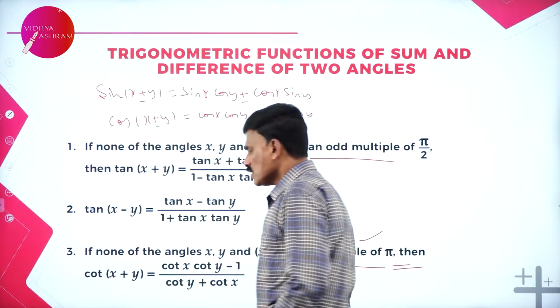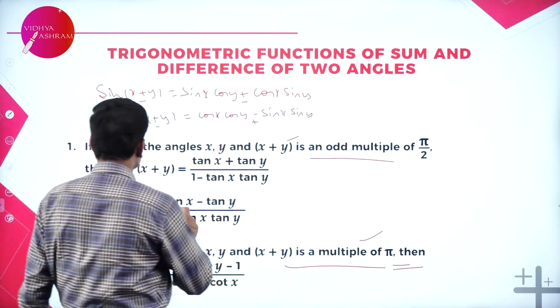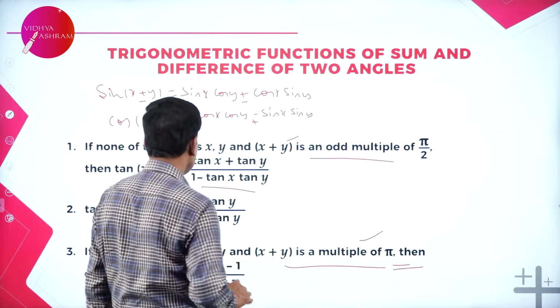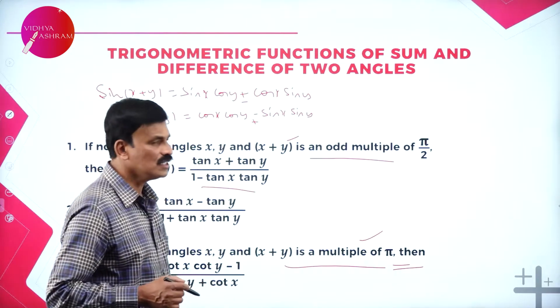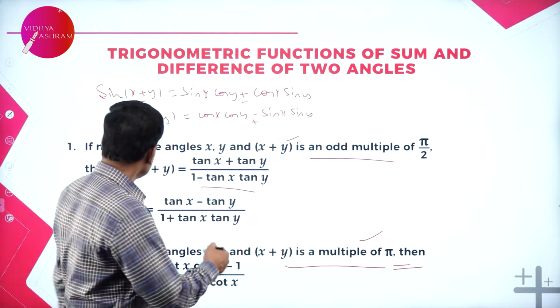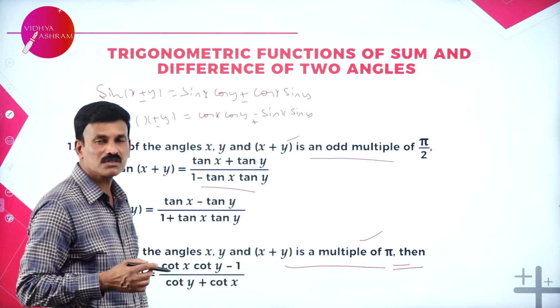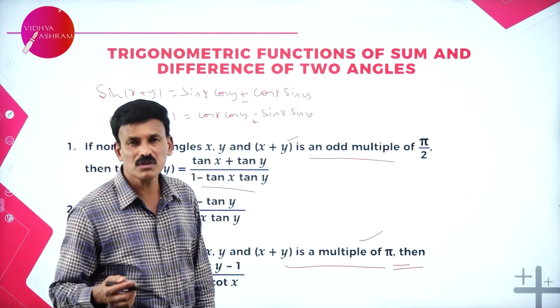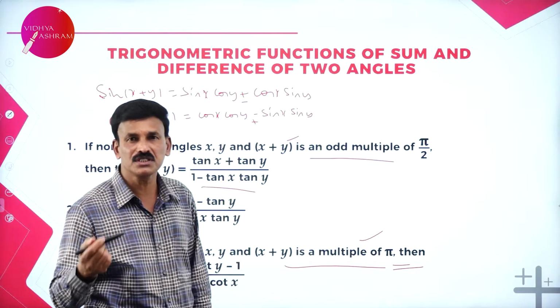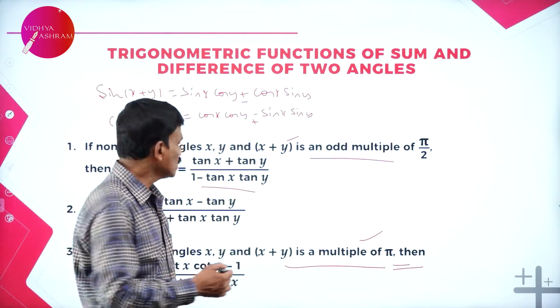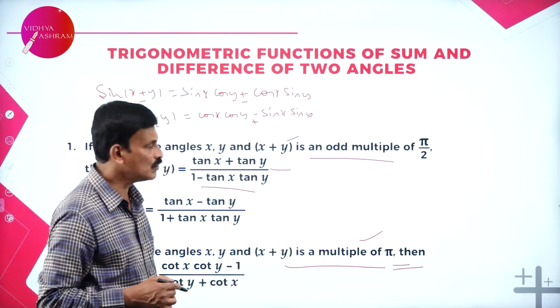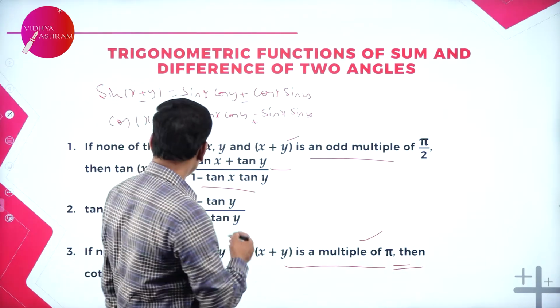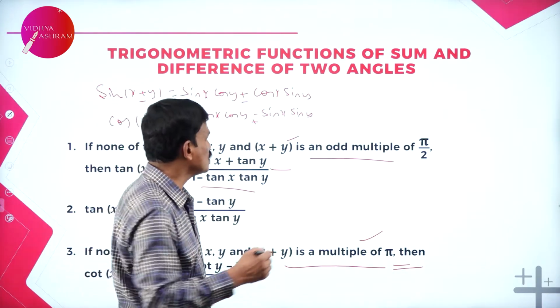Now suppose you want to derive tan x plus y is equal to tan x plus tan y divided by 1 minus tan x tan y. You can easily consider the value of tan x plus y as sin x plus y divided by cos x plus y. Using the formula and dividing both the numerator and denominator by cos x cos y, we will get this relation. Okay, let me explain how we are going to get tan x plus y.